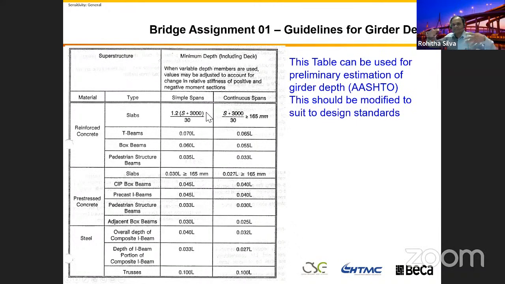How to get the thickness of the slab between, if you know the spacing of the girder, for the simple span and continuous span bridges. Your bridge, please note that simple span, though your link slab is continuous, but your bridge is simply supported. Because of that, you have to go to this column.